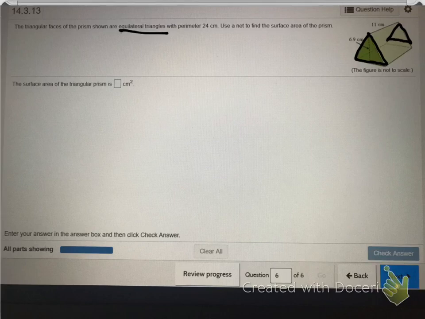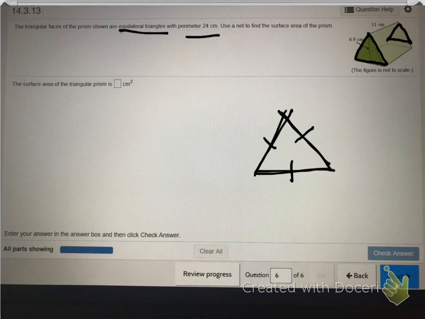Equilateral triangle means that each side of the triangle is equal. So whatever the length of this side is, the same as this, is the same as this. All three sides are exactly the same. The perimeter is 24 centimeters. Perimeter is the measurement around the shape. So that means this plus this plus this equals 24 centimeters.